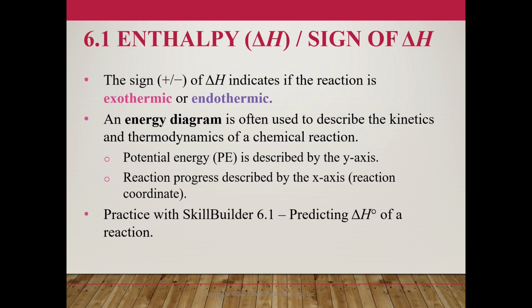The sign of the positive or negative in enthalpy indicates the reaction is either exothermic if negative or endothermic if you have a positive value, and an energy diagram is used to describe two separate concepts: kinetics, which is the speed or the rate at which a reaction occurs, and thermodynamics, which is the transfer of energy as a chemical reaction occurs. Potential energy is usually shown on the y-axis, and then the reaction's progress is what's shown on the x-axis.